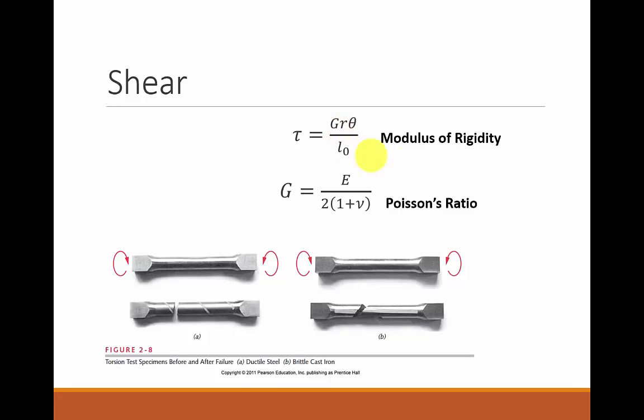Solving for G, notice we have 3 material properties. We have E, which is the modulus of elasticity, the modulus of rigidity, and Poisson's ratio. And this is a fairly well-established relationship. If I have any 2 of these elements, then I can calculate the third one.